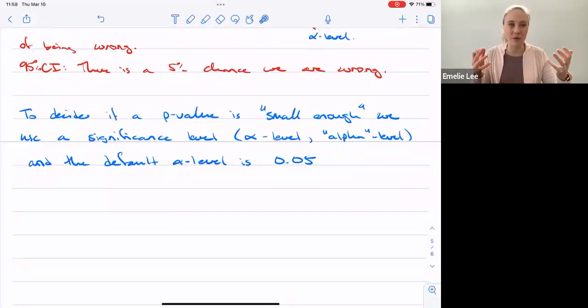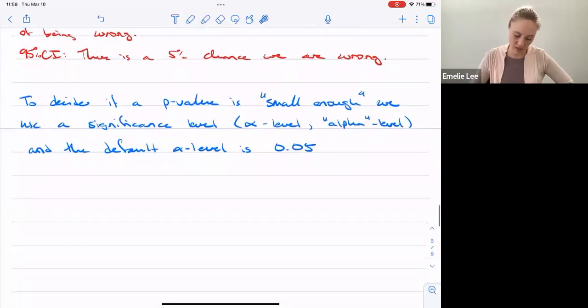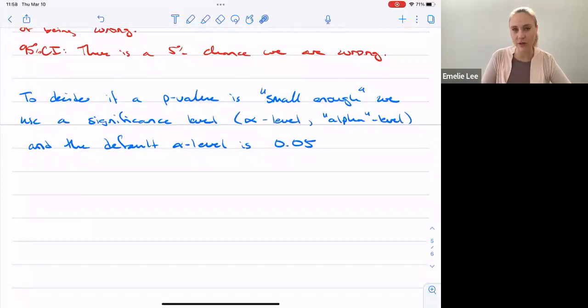So to decide, because this is all important stuff, and all the questions that we're going to deal with are going to have the same approach, it's important that we lay the groundwork here and really spend the time. So to decide if a p-value is small enough, we're going to use a significance level, or an alpha level. And the default alpha level is 0.05.